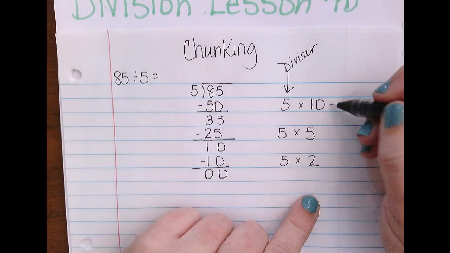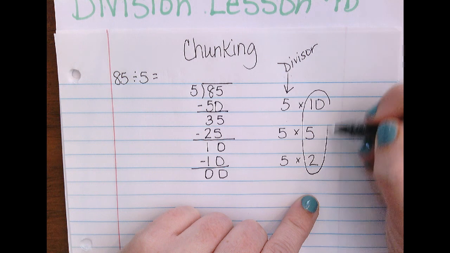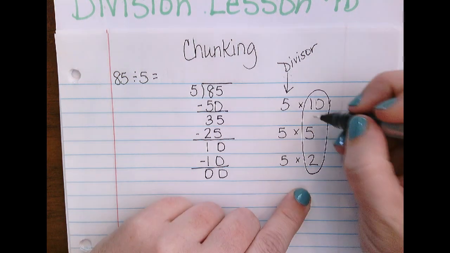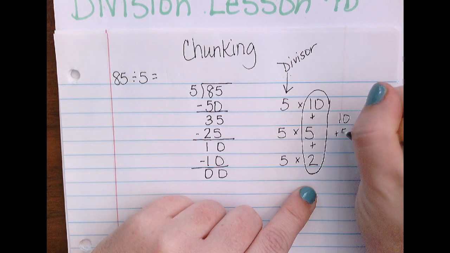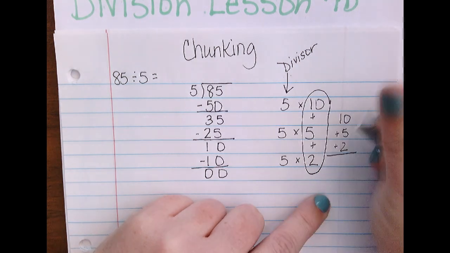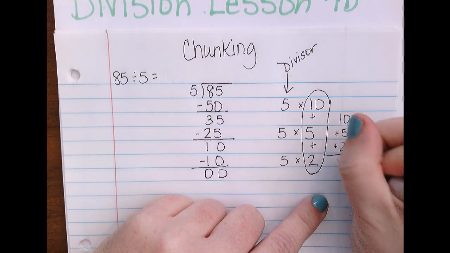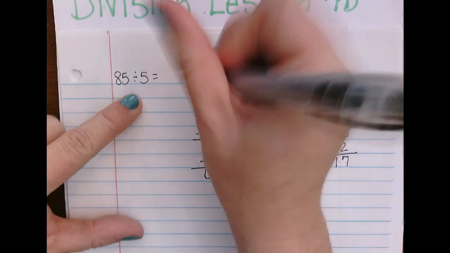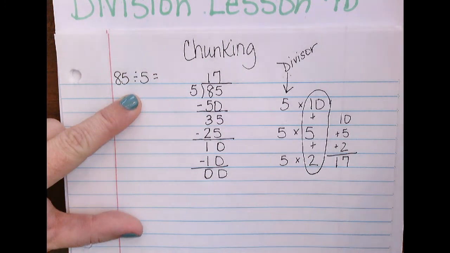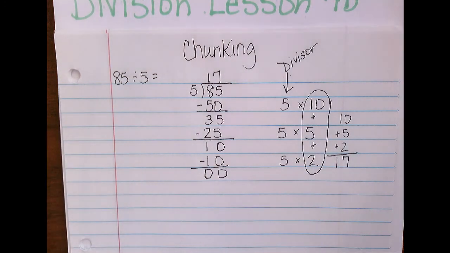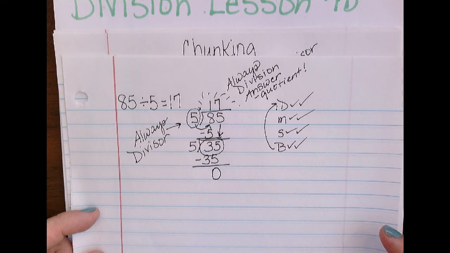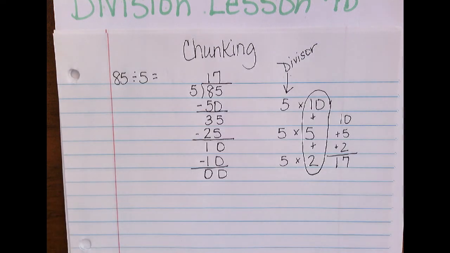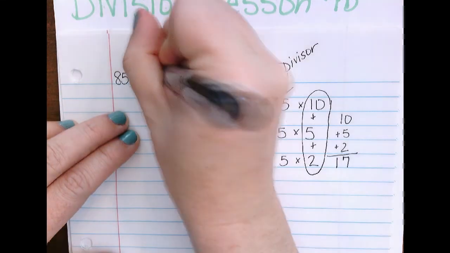Now, what we're going to do is take a look at all these numbers that are on the other side, and we're going to add them all up. So we have 10 plus 5 plus 2. 5 plus 2 is 7, and 10 plus 7 is 17. So the number up here is 17. And let me pull up my notes from the previous lesson. Are we right? Yes, we are. 85 divided by 5 equals 17, and we got the same answer.